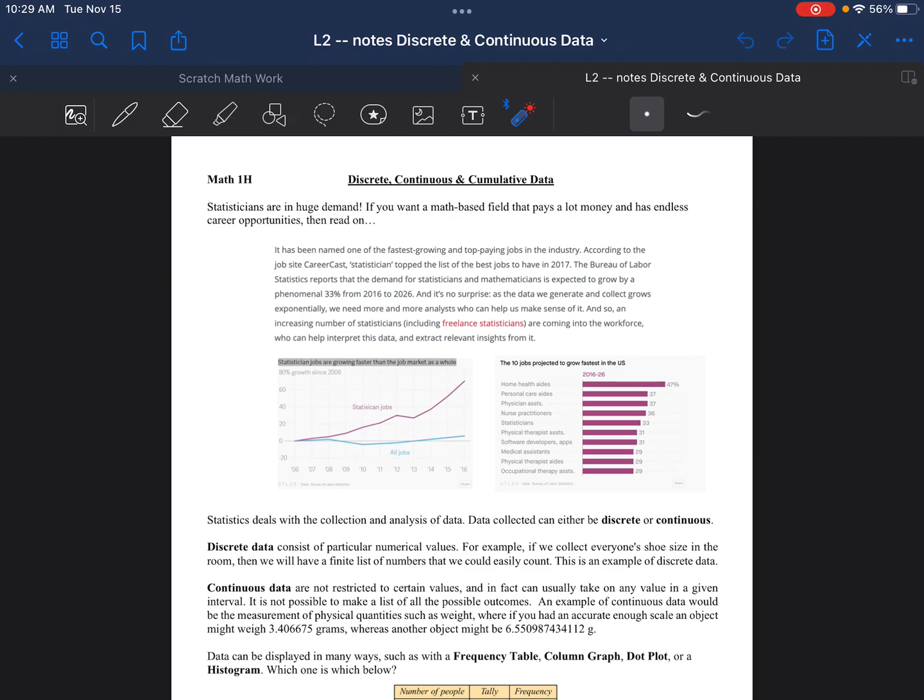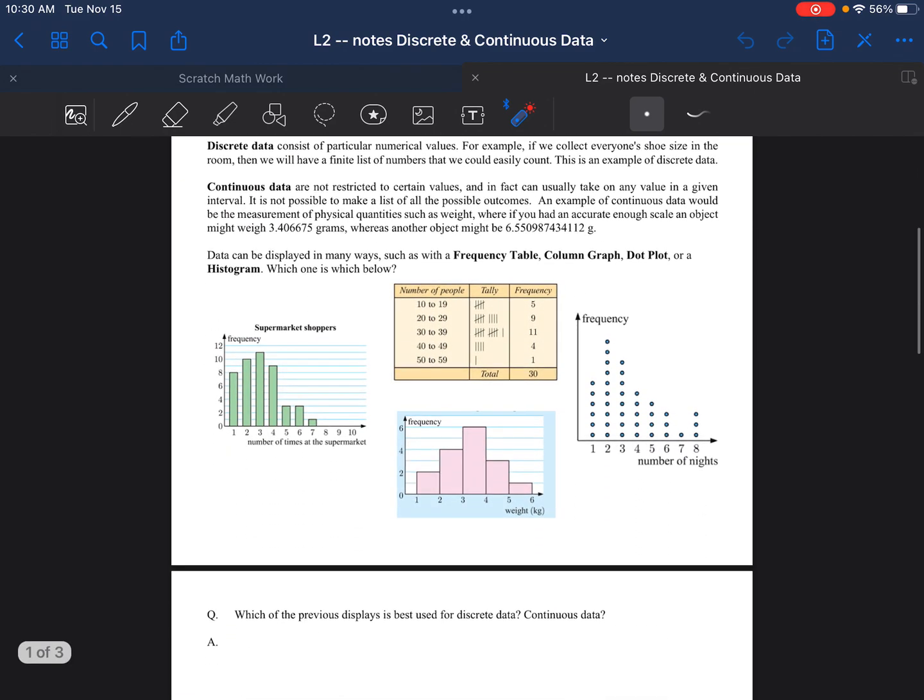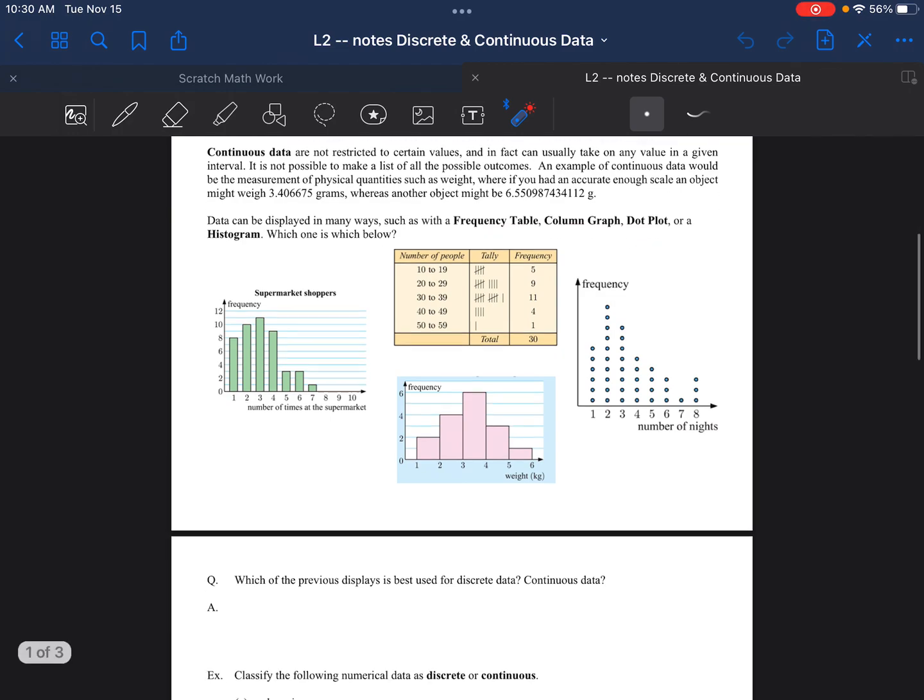So today's video will be on lesson 2 of unit 3, our stats unit, and we're going to do a couple things. We're going to talk about different types of data: discrete, continuous, cumulative. So we'll define those down here. We're going to talk about different ways to display data. That's these ideas here.